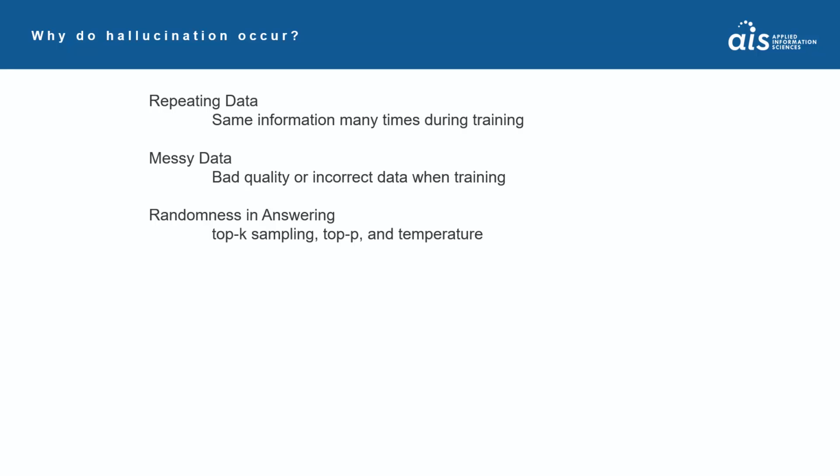Number 3, randomness in answering, and many of you are already familiar with something called temperature, which varies the randomness in the response. And of course, depending on what temperature setting or top K sampling you're using, you might end up with a response which has hallucinations. The next example is the built-in knowledge. So the model tends to sometimes overemphasize the information that it was trained on versus the information that is being contextually passed along to it.